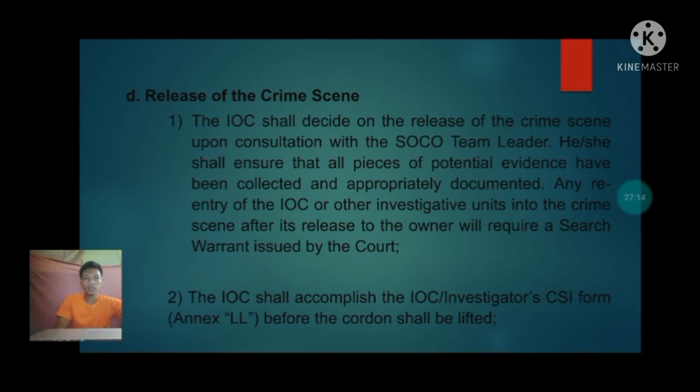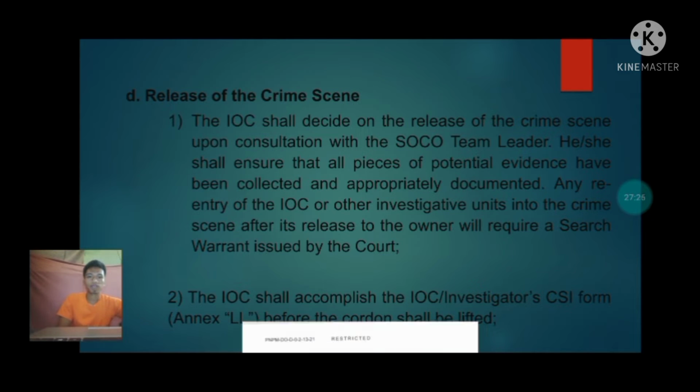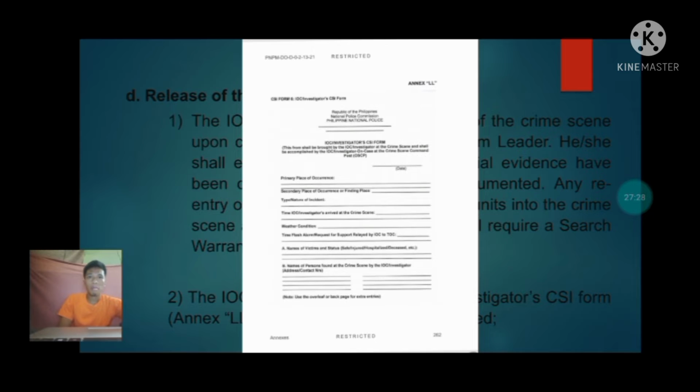And then number two is the IOC shall accomplish the IOC investigator's CSI form before the cordon shall be lifted. So this is the investigator's CSI form.